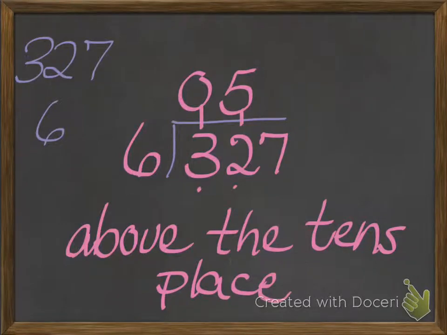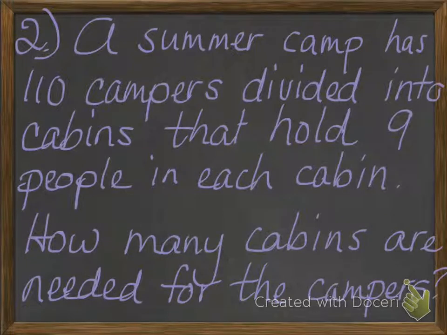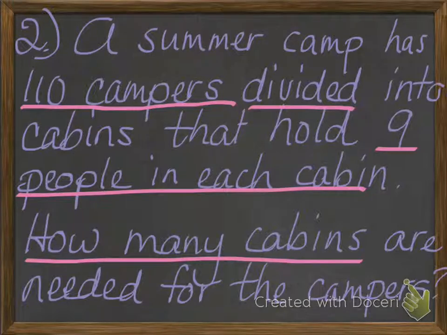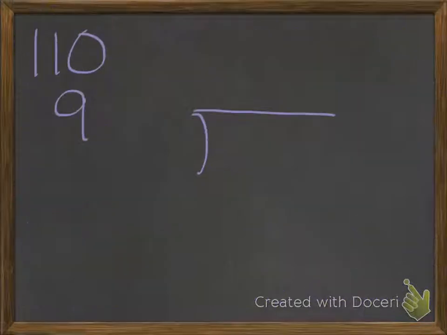All right, let's look at question number 2. A summer camp has 110 campers divided into cabins that hold 9 people in each cabin. How many cabins are needed for the campers? So my important information here is 110 campers, and it's going to be divided into cabins that hold 9 people in each cabin, and they need to know how many cabins are needed. And of course, the operation that we're going to use is division.